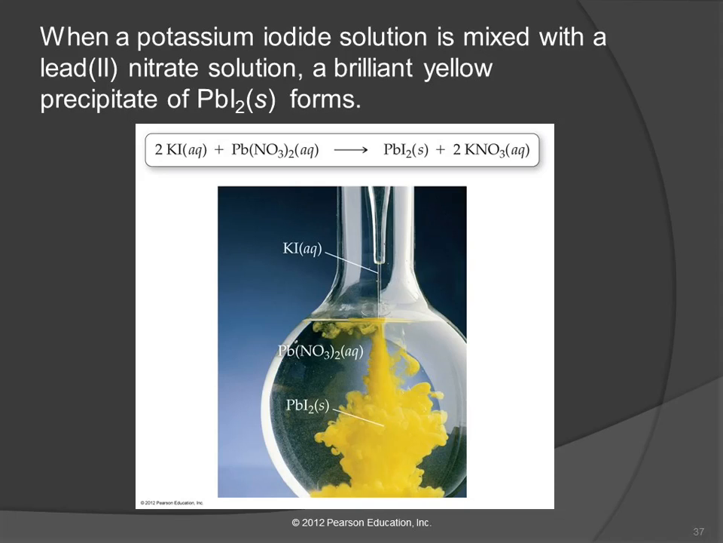No, I'm glad you asked that question. It will settle down, yes. If you leave that alone, it will settle and you'll end up with tiny particles of yellow solid on the bottom of the flask, and the rest of it will be clear. That's a really good question.